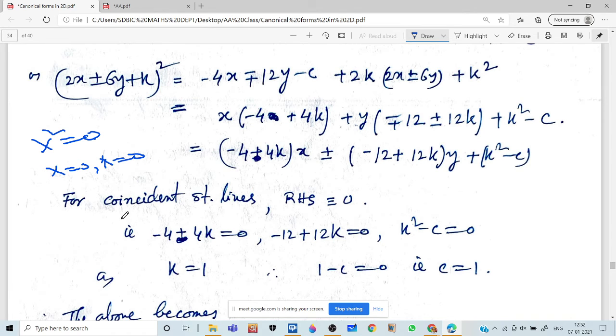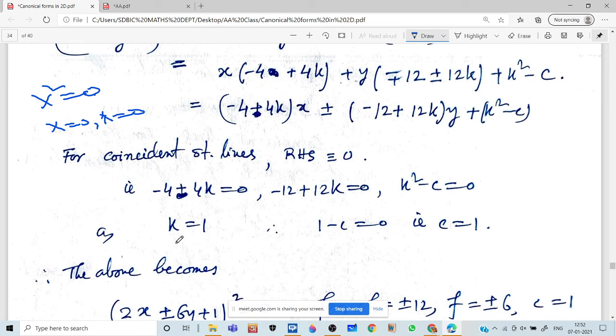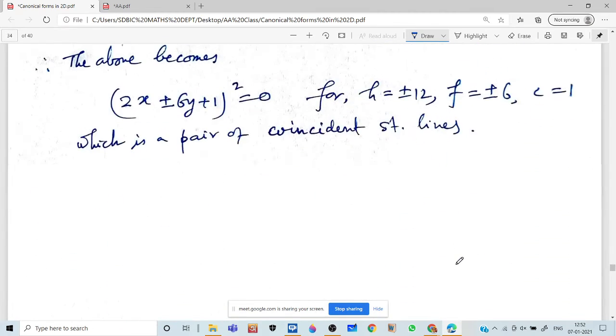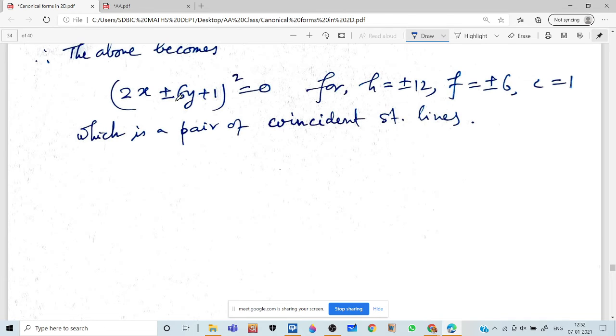So only for coincident straight lines must the right hand side be 0. So the coefficient of x, the coefficient of y, and the constant term must separately be 0. From this, the value of k is 1 and c is equal to 1, and then the above equation becomes (2x plus minus 6y plus 1) whole square equal to 0, for h equal to plus minus 12, f equal to plus minus 6, and c equal to 1, which is the pair of coincident straight lines.